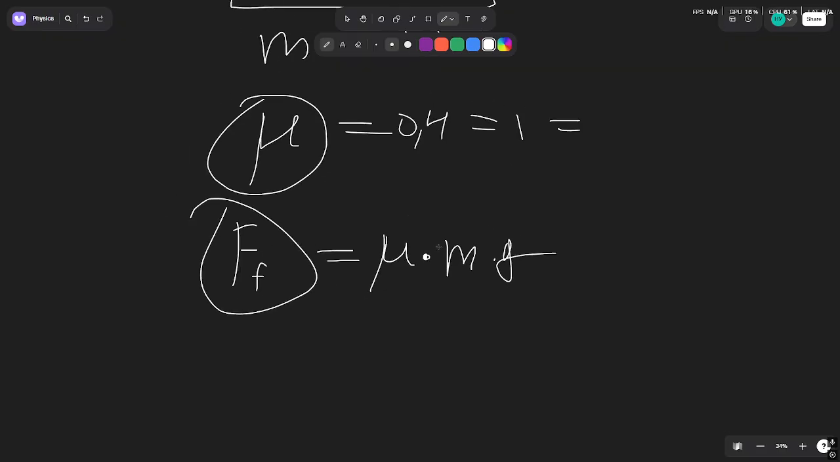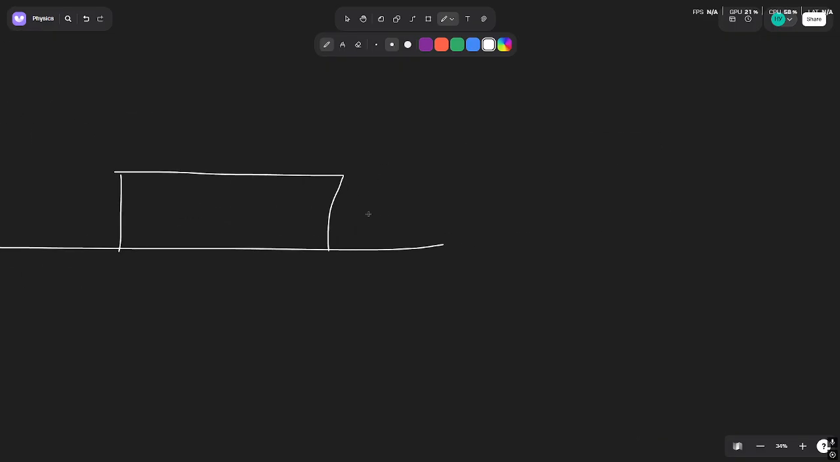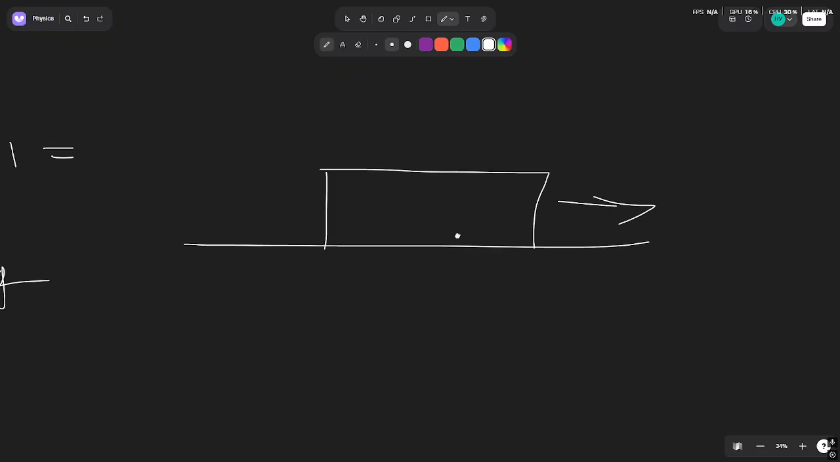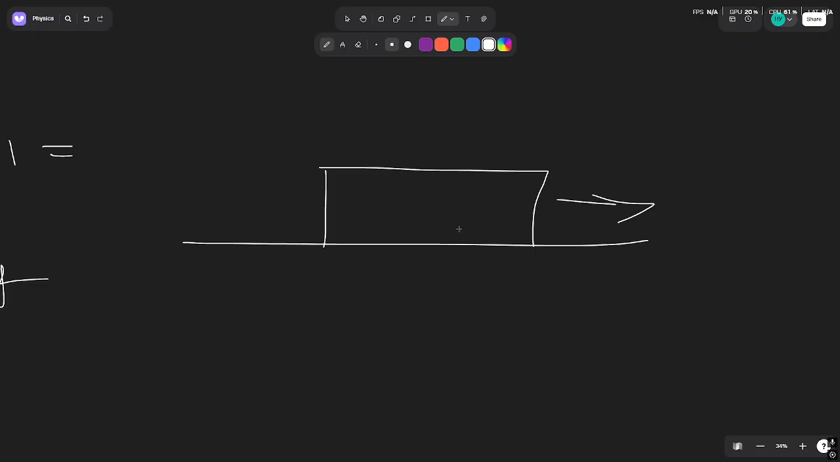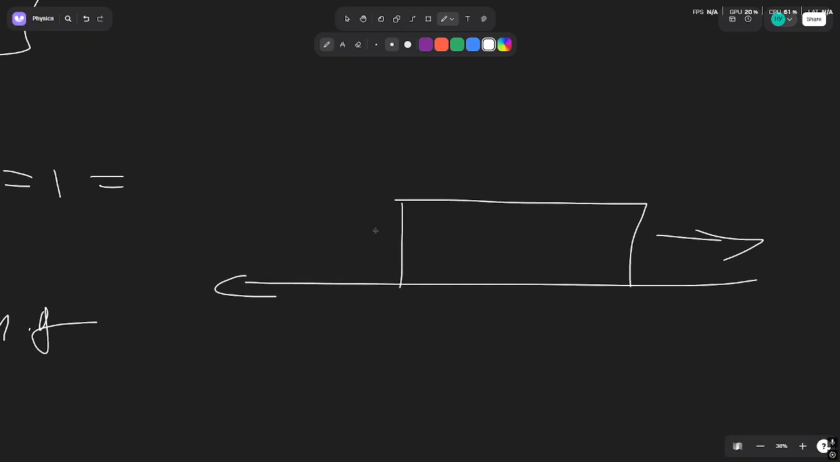And why do we need this? For instance, we have some surface, we have some object, and the object goes to the right. But won't this object's velocity be absolute? No, because the surface has friction. And friction is always an opposite force. So if the object moves to the right, friction interrupts it, so it moves to the left.